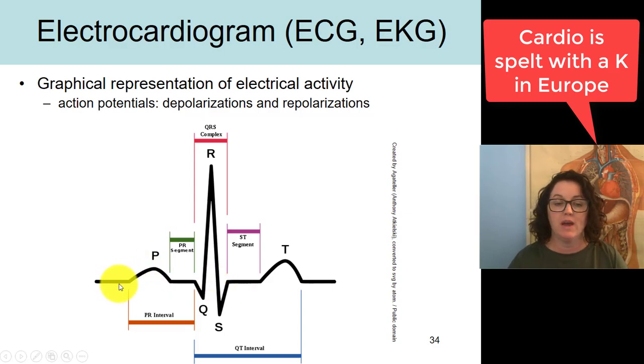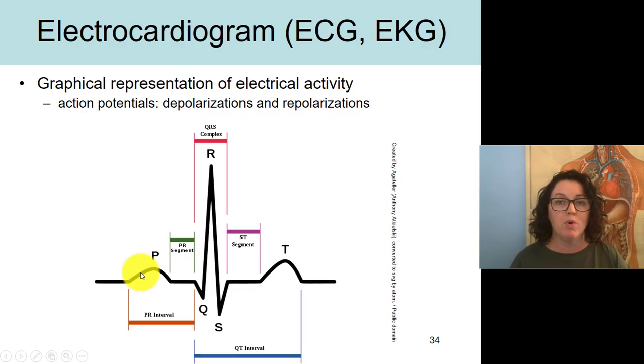And you can see we have a blip here that's called the P wave. And then we have a very tall spike, and this is called the QRS complex. And then we have another blip here, and that's called the T wave. So each of these is representing either a depolarization or a repolarization of the myocardium.